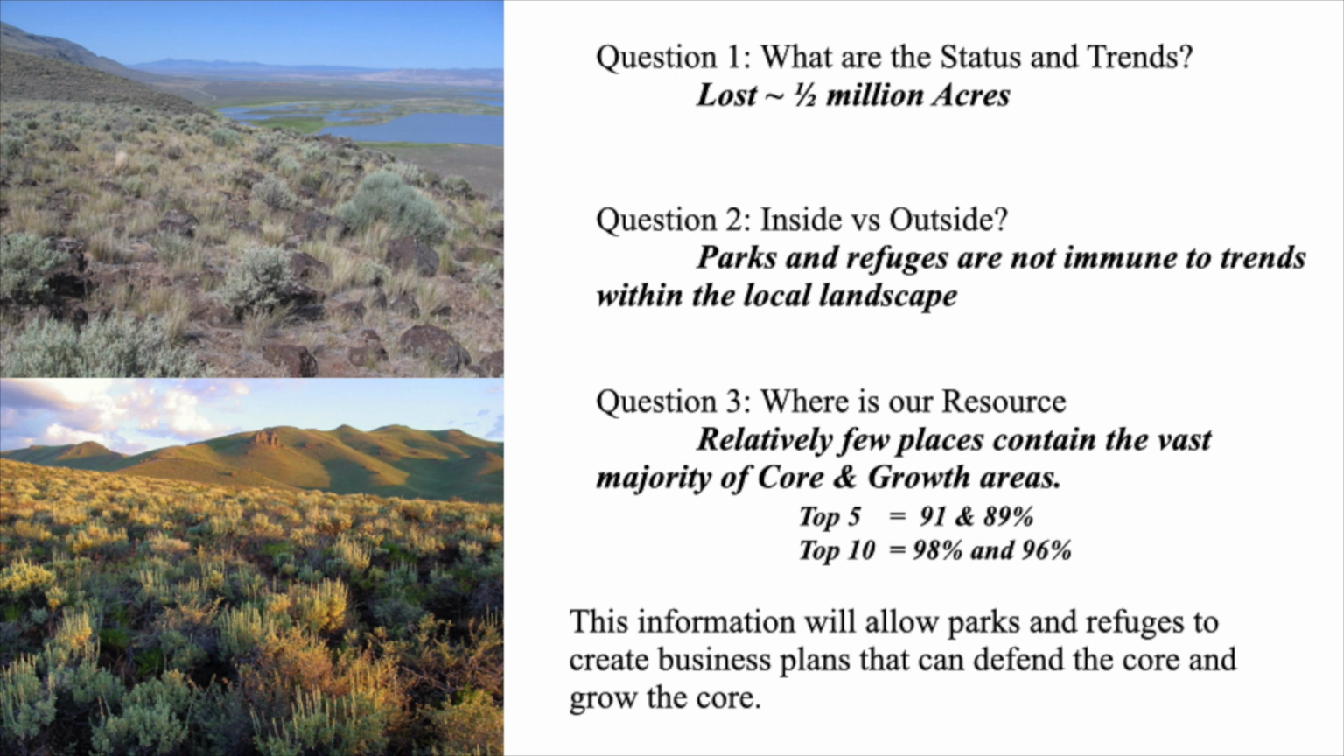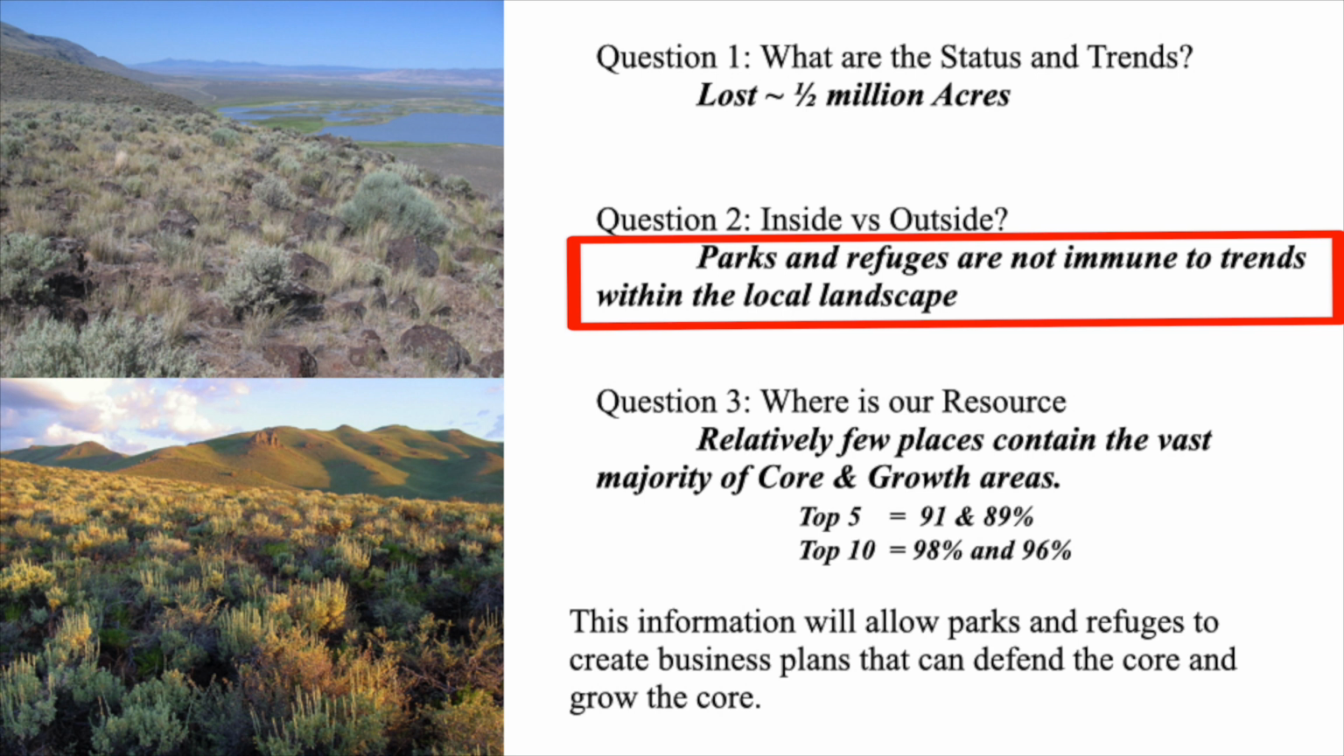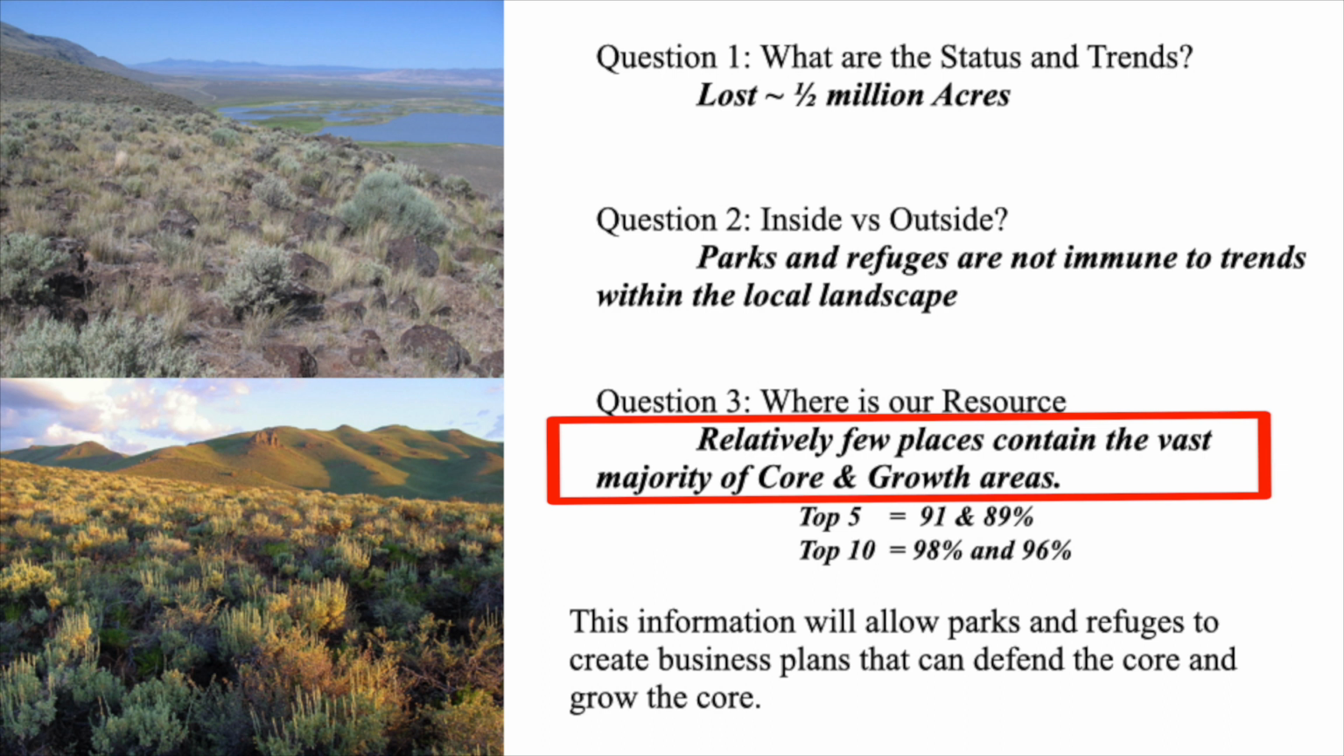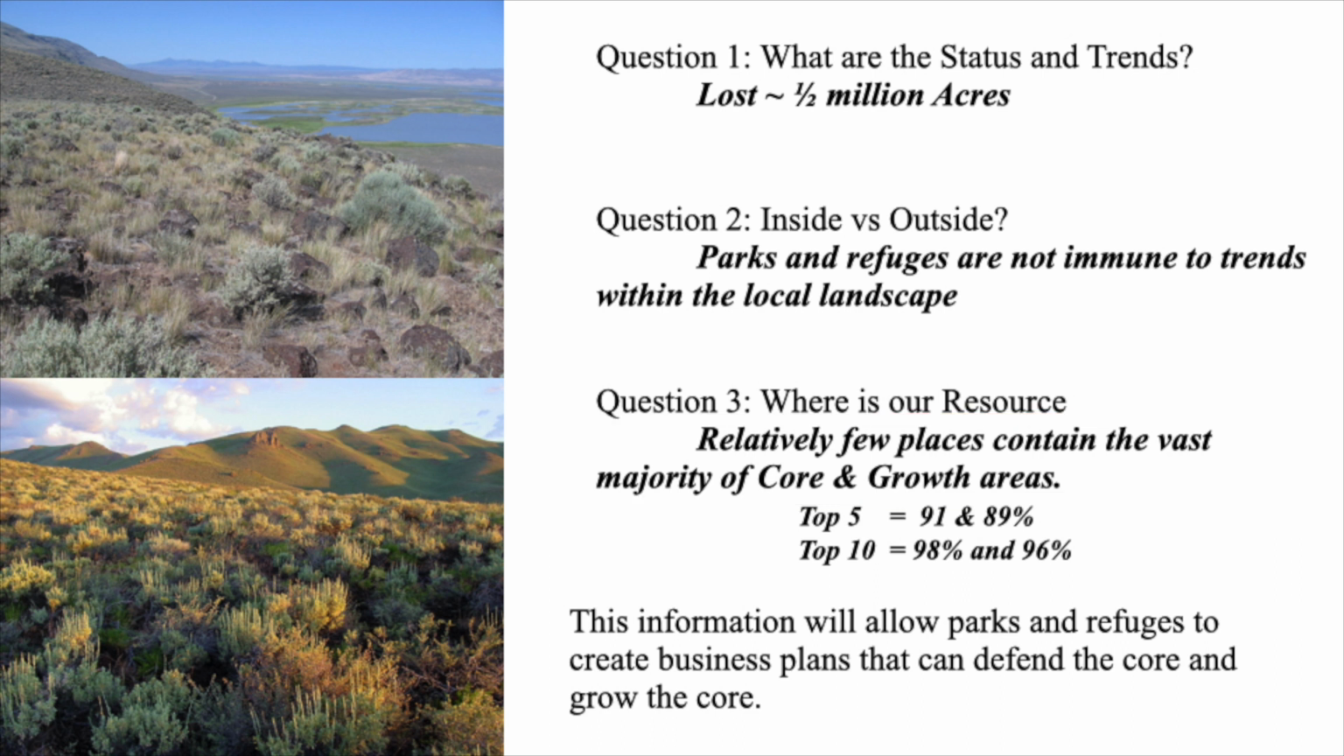Wrapping up, what are the status and trends? Parks and refuges have lost 500,000 acres of core sagebrush over the last 20 years. Looking at inside the fence versus outside of the fence, we see pretty much the same trends. And we're not immune to what we're seeing everywhere else in the biome. Very few places have the vast majority of our resources. Again, if we're going to defend the core and grow the core, we have a list of places we need to work.